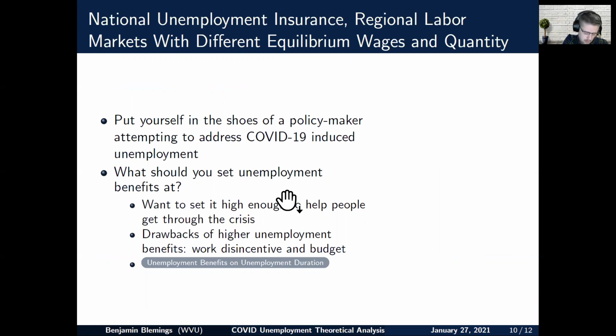And then one thing I want to talk about as an application of this is thinking about unemployment from the perspective of a policymaker. What should you set unemployment benefits to be? You want it to be high enough to help people get through the crisis, but the drawback of higher unemployment benefits is there's a work disincentive. If they set unemployment benefits higher for being unemployed, then you're less incentivized to go to work.